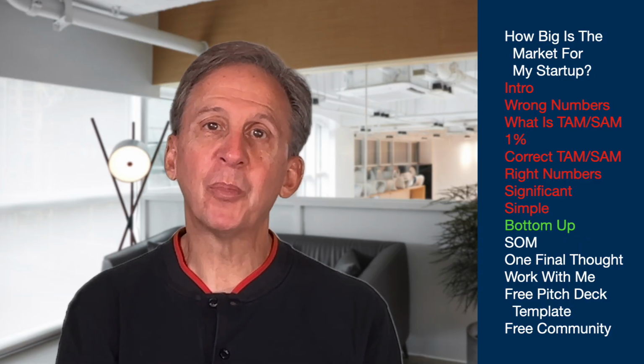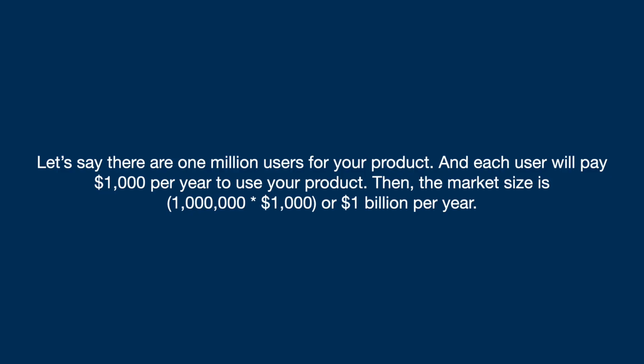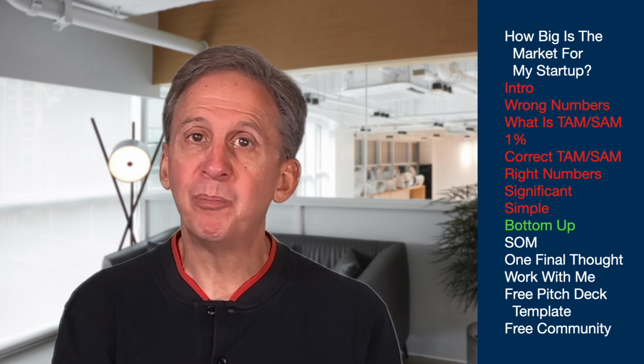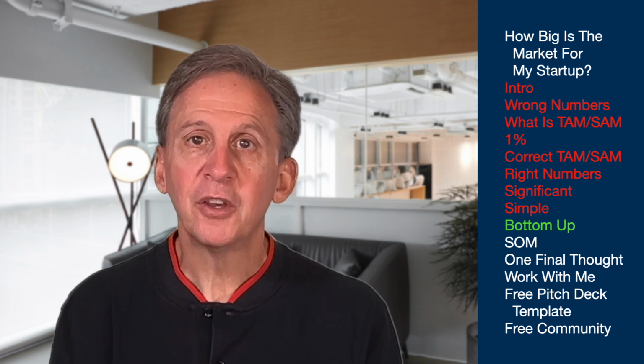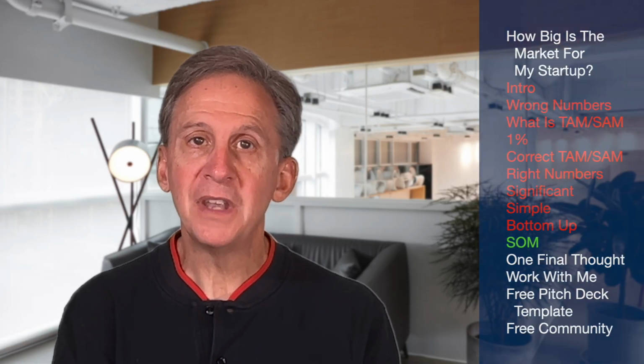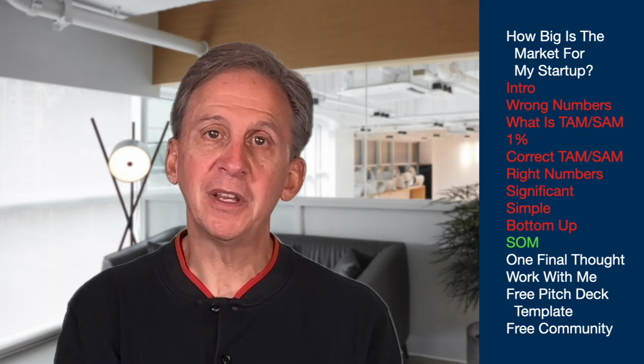A bottoms-up approach works like this. Let's say there are 1 million users for your product, and each user will pay $1,000 per year to use your product. Then the market size is 1 million times 1,000 or $1 billion per year. Then you can compare this number with a tops-down approach based on market research. You're on the right track if the numbers are reasonably close.